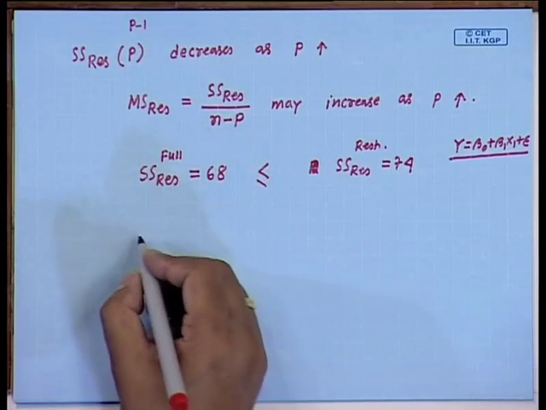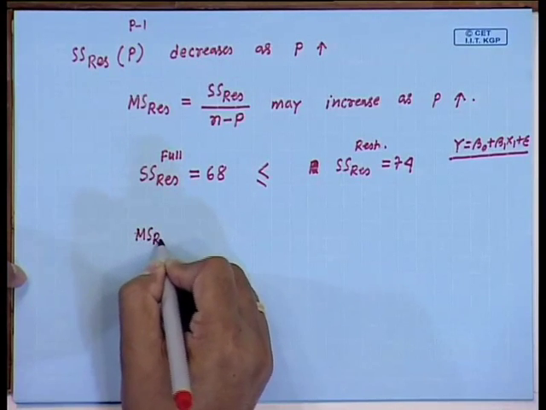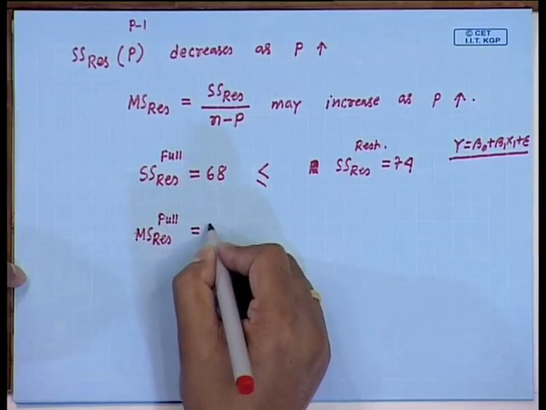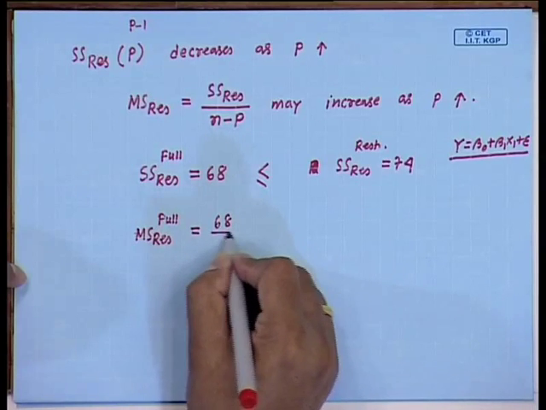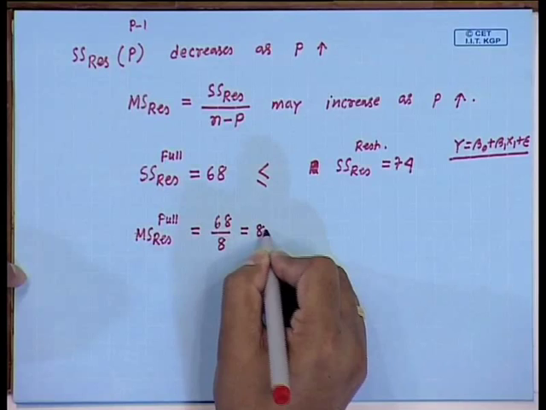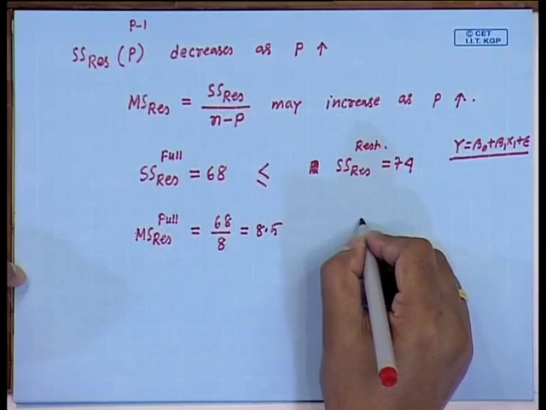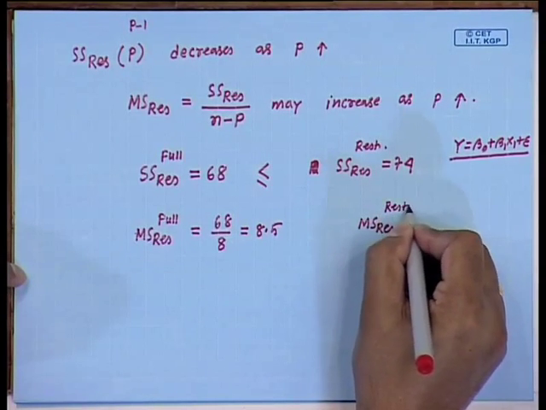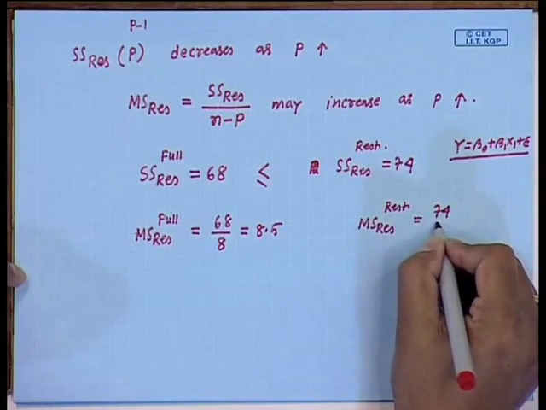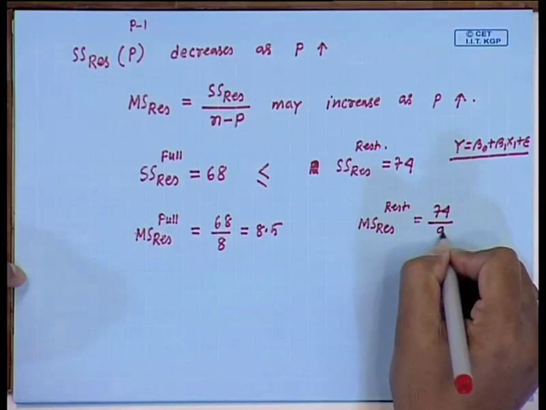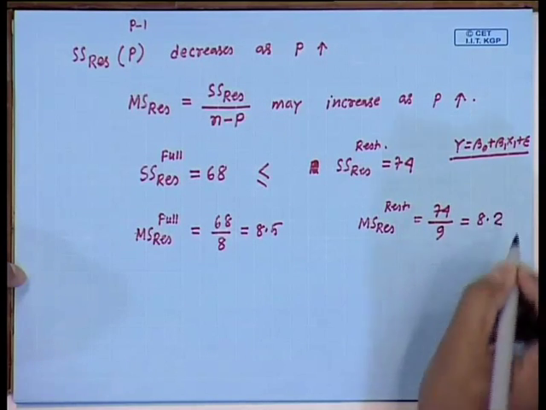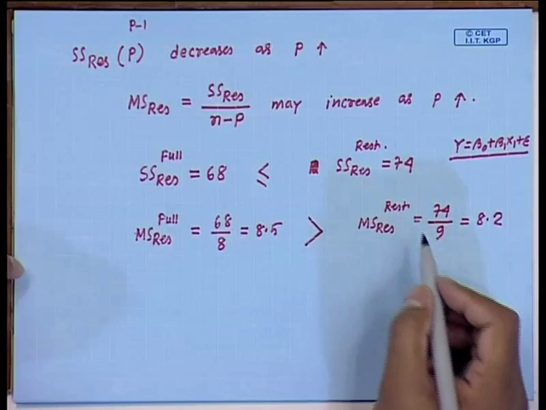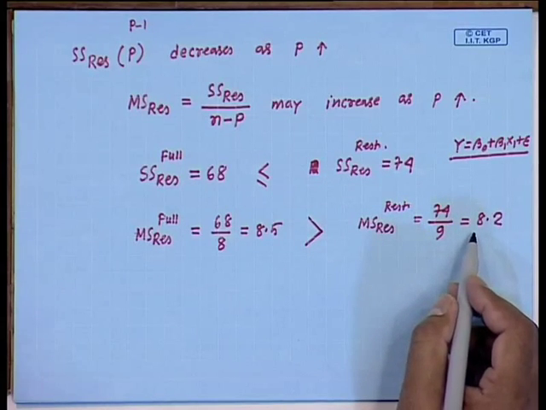Now, you compute the MS residual for the full model, that means two regressors, which is equal to 68 by degree of freedom 8, which is equal to 8.5, and for the restricted model you compute MS residual, which is equal to 74 by 9, which is equal to 8.2. So, the MS residual for the full model is greater than the MS residual for the restricted model.